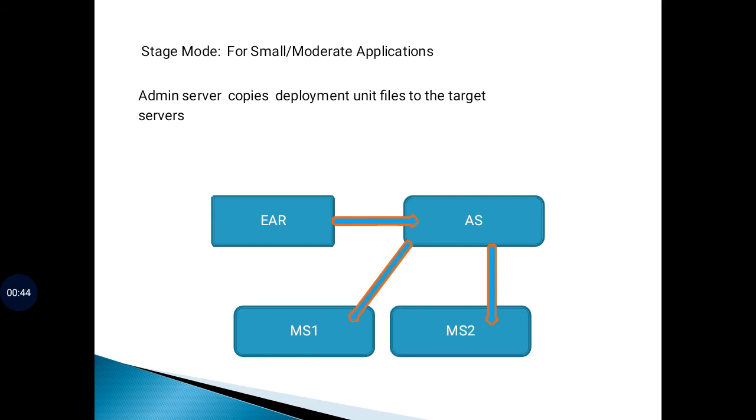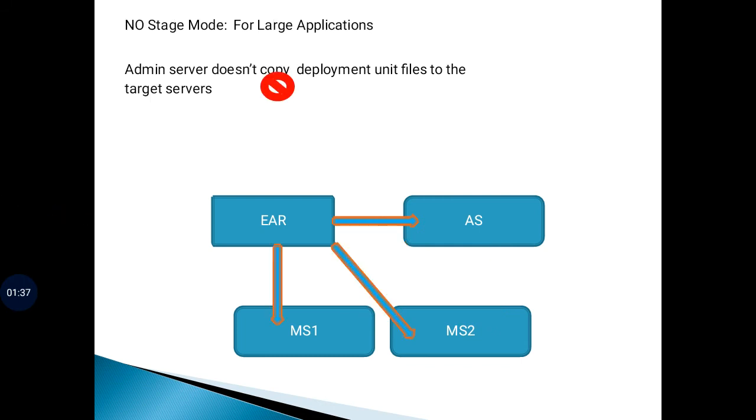Stage mode is mainly for small and moderate applications. Here the administration server is going to copy the archive files to each targeted managed server. Suppose you have an application that has to be deployed in the cluster, the administration server is going to copy the application archive files to each of these servers, and in turn each server, here MS1 and MS2, is going to deploy that J2EE application using its local copy. So stage mode is mainly used for small and moderate applications when we are deploying to more than one WebLogic server instance.